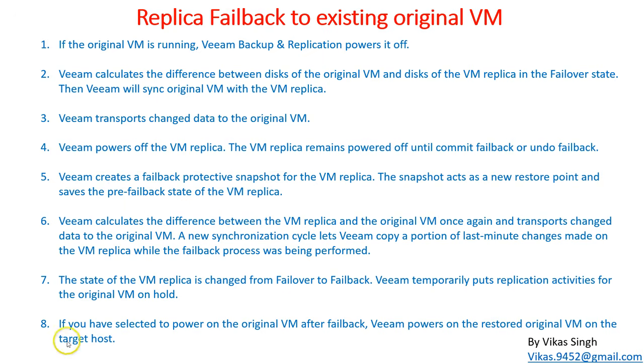And finally, if you selected the option to power on the original virtual machine after failback during the failback job creation, Veeam restores the virtual machine on the target host and powers it on. So this is how it restores to the existing original virtual machine. We are going to perform this activity too, so you will get clarity on how Veeam does this activity in the back end and front end both.